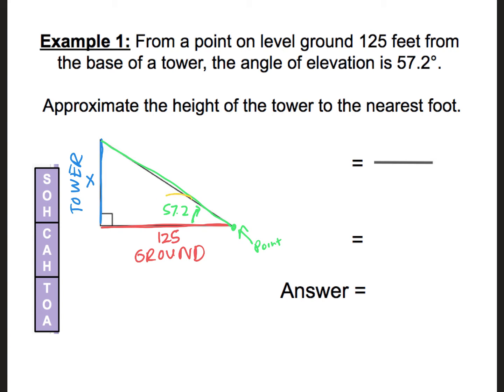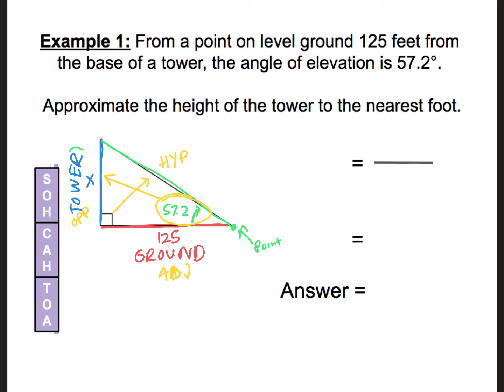So if I have my angle here, I want to label my opposite, my adjacent, and my hypotenuse. So across from that angle, we have our opposite side. Across from my right angle, we have our hypotenuse. And then last but not least, my third side is going to be my adjacent side. From here, we are going to set up our equation and figure out which trig function we're going to use.